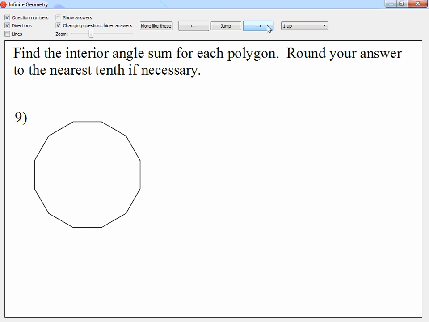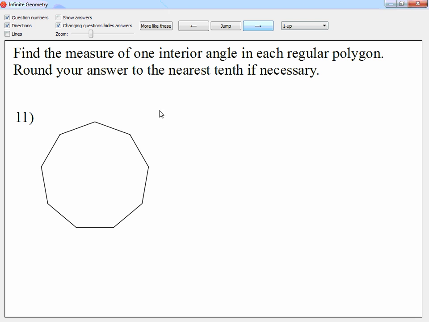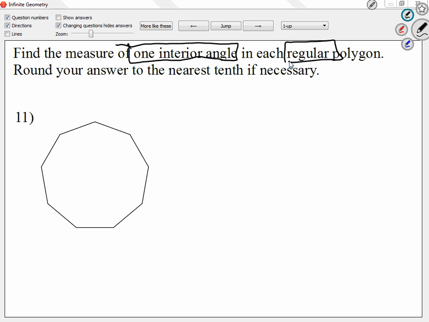Looking at question number 11. It says find the measure of one interior angle. So we want to know how much is one angle in each regular polygon. I don't think we used the word regular before. Round your answer to the nearest tenth if necessary. What regular means is that all the sides are equal and all the angles are equal. The measurement of each side is the same as the others, and the same thing for the angles. So the word regular is very important here. We want to know how much is one angle.